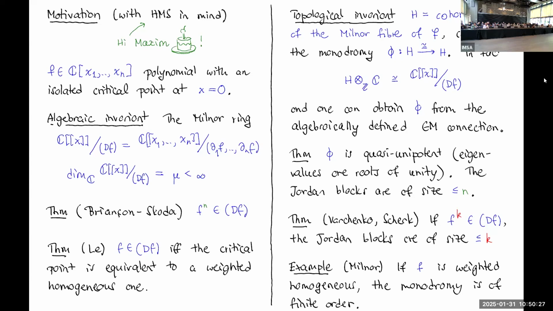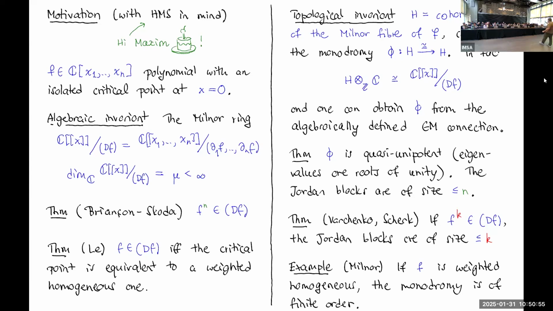But in spite of that, the relation is actually not obvious. There's a theorem due to Lachenko and Shirk, which gives you a better bound here. It says if the kth power of F is in the Jacobian ideal, then all the Jordan blocks of the monodromy are of size less than or equal to k. So in particular, if F itself is in the Jacobian ideal, then the Jordan blocks are of size 1, which means that the monodromy is diagonalizable.